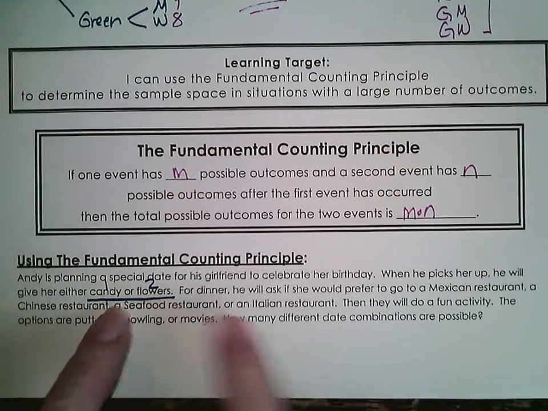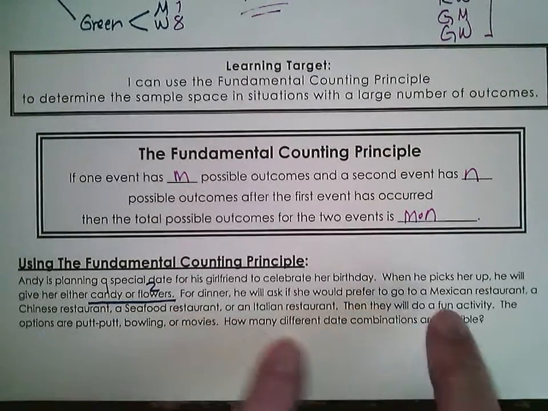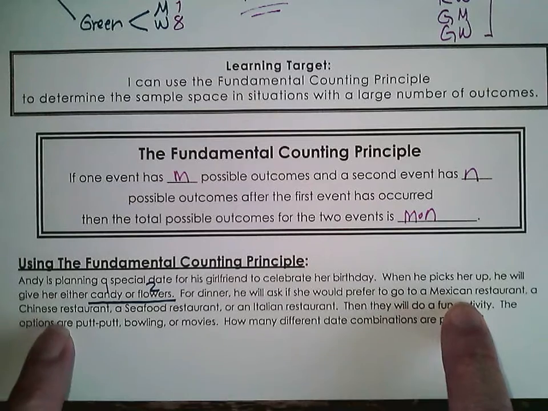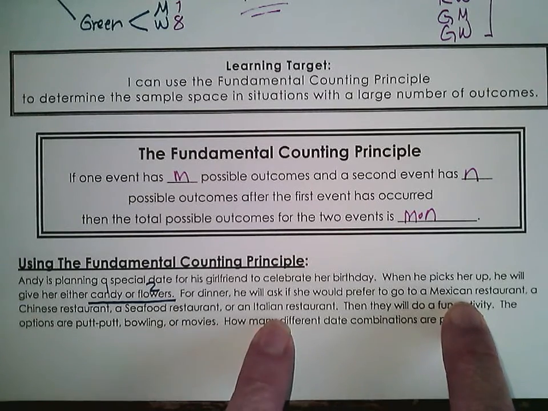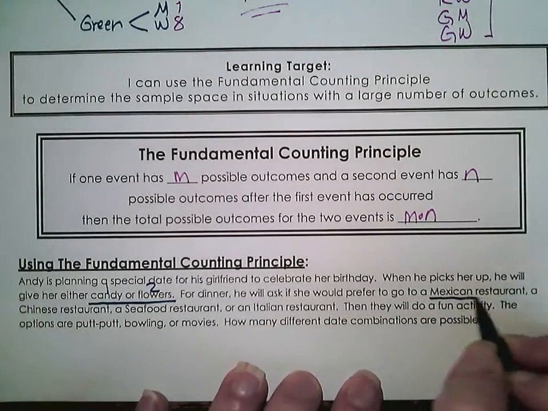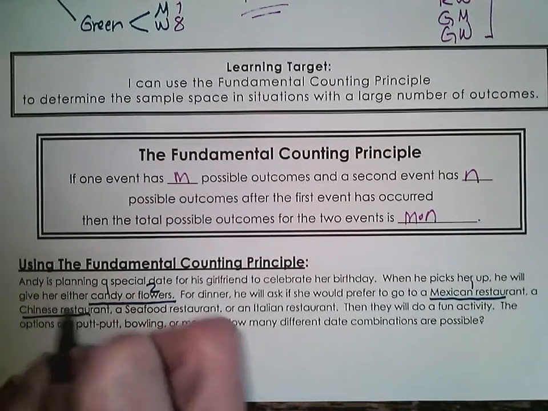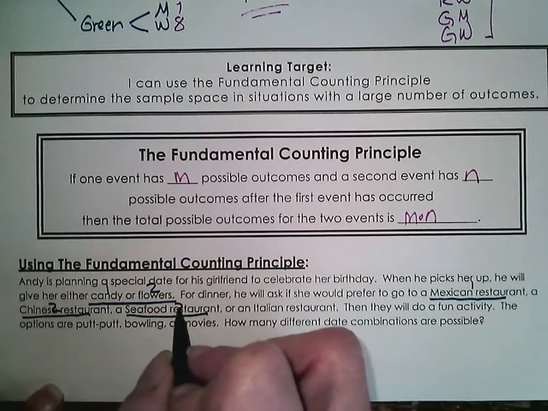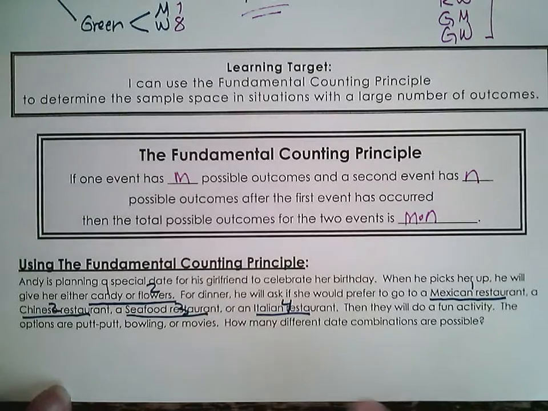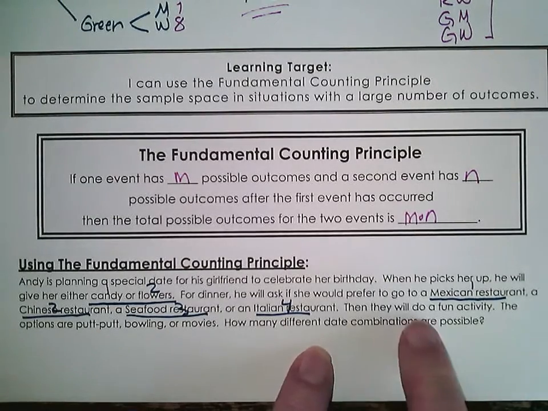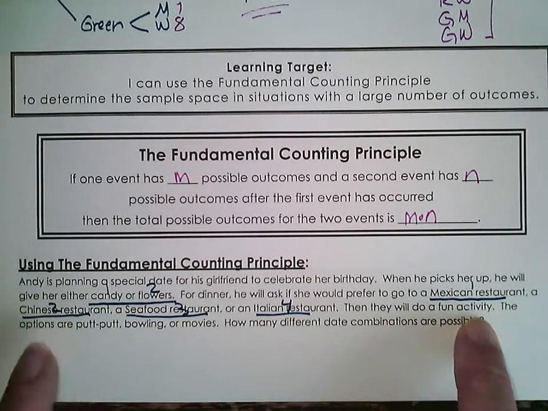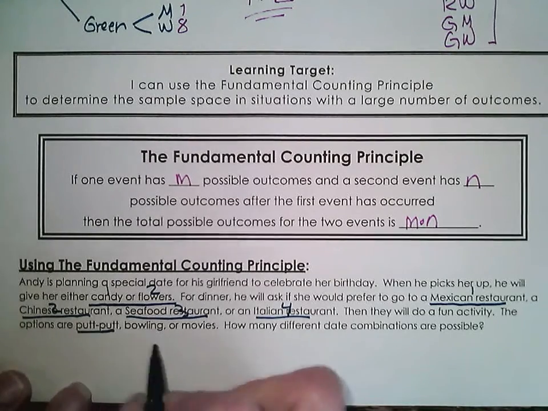For dinner, he will ask if she will prefer to go to Mexican, Chinese, seafood, or Italian. So it looks like he's going to give her 4 different restaurant options. And then they will do a fun activity. And he's thinking in terms of putt-putt, bowling, or the movies.